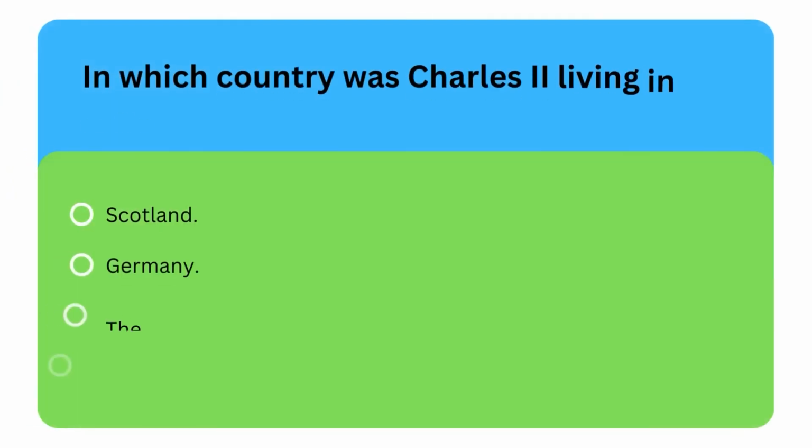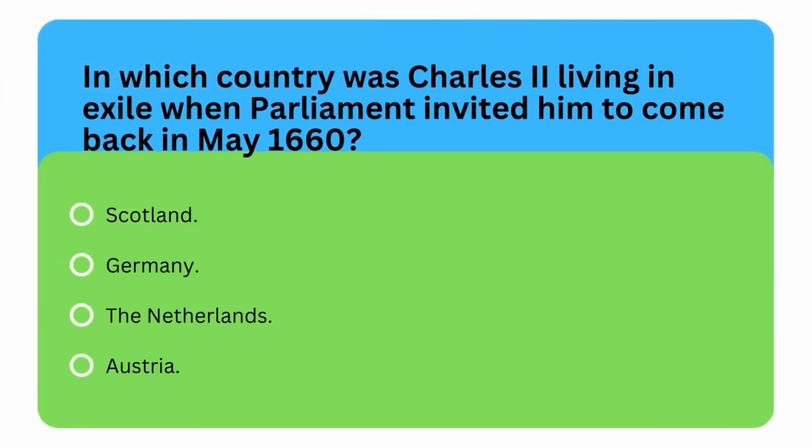Next question is in which country was Charles II living in exile when Parliament invited him to come back in May 1660? Options are Scotland, Germany, the Netherlands, or Austria. So the correct option is third option, he was living in the Netherlands.